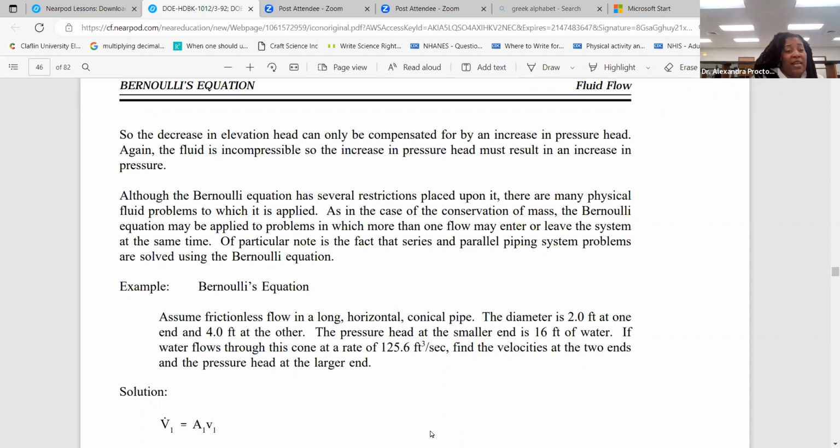So the example that they give is: assume frictionless flow along a long horizontal conical pipe. The diameter is 2 feet at one end and 4 feet at the other. The pressure head at the smaller end is 16 feet of water. If the water flows through this cone at a rate of 125.6 cubic feet per second, find the velocity at the two ends and the pressure head at the larger end.